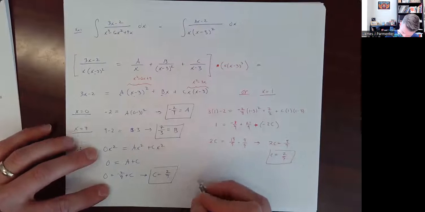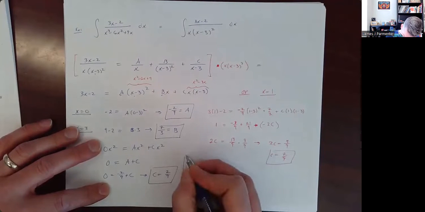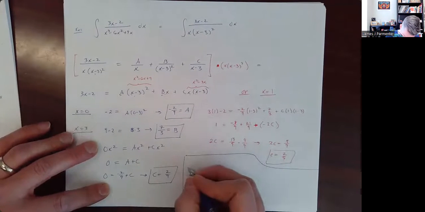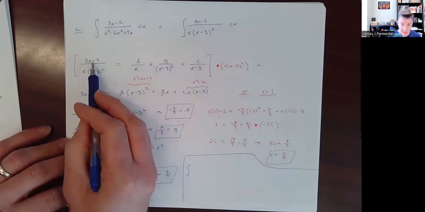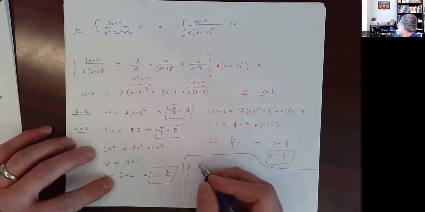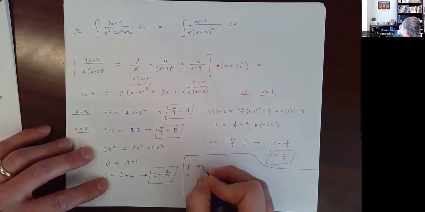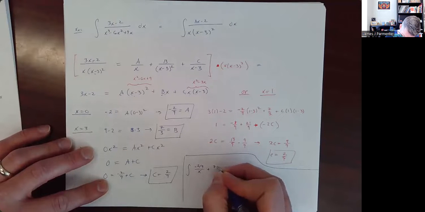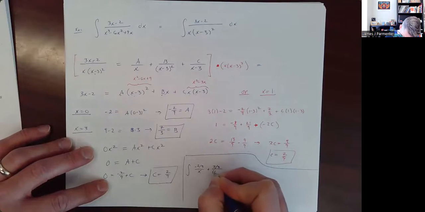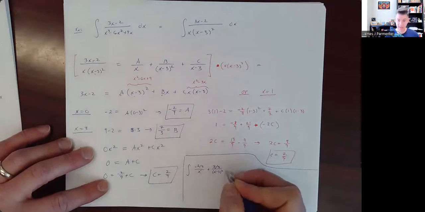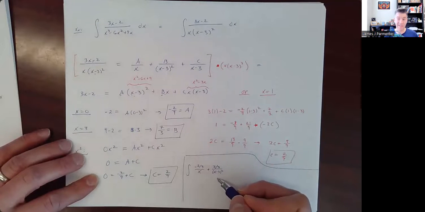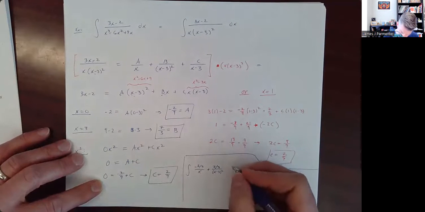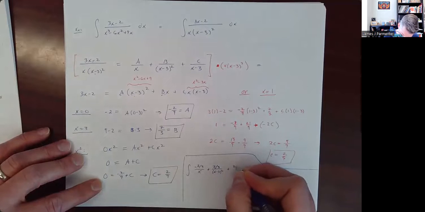We're going to be integrating. So we're going to do the integral now of, instead of this, a over x plus b over (x minus 3) squared. Or think of it as 7/3 times (x minus 3) to the -2. And then c, which is 2/9.